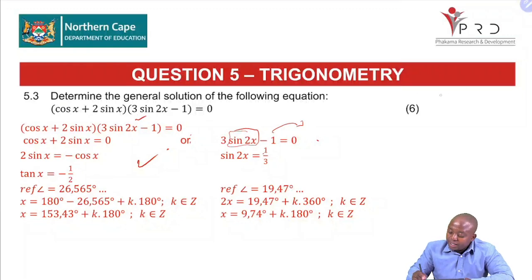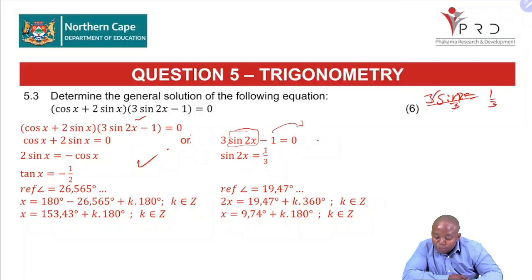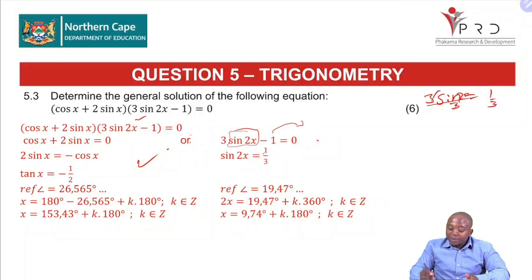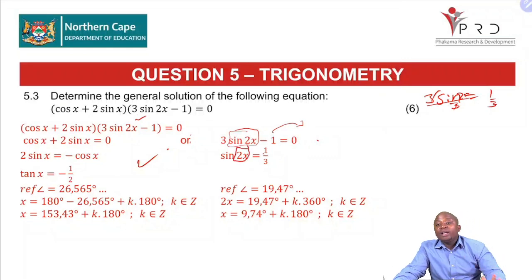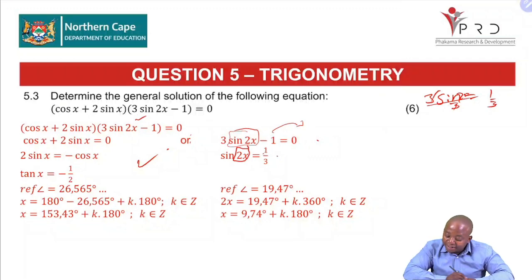So we had 3 sine 2x is equal to 1. Then divide by 3, divide by 3. Then sine 2x is equal to 1 over 3. From here, this is the whole angle, so do not make a mistake and divide by 2 at that position. What are we going to do here? What we do now is the following. We find the reference angle.